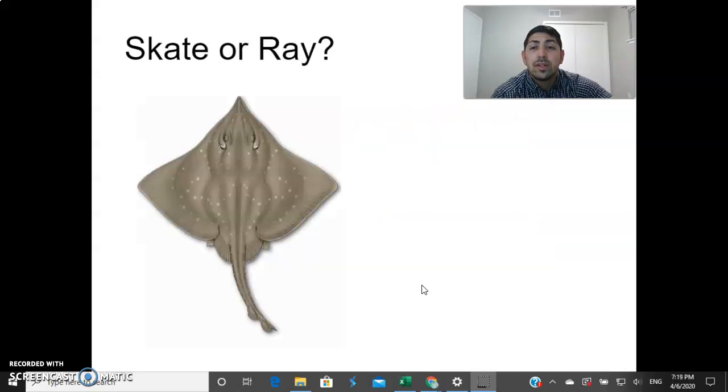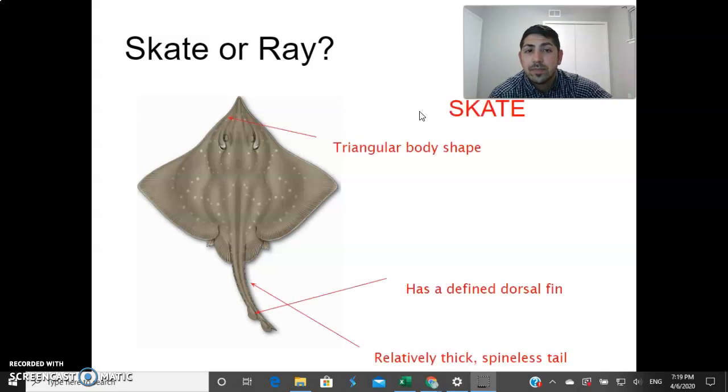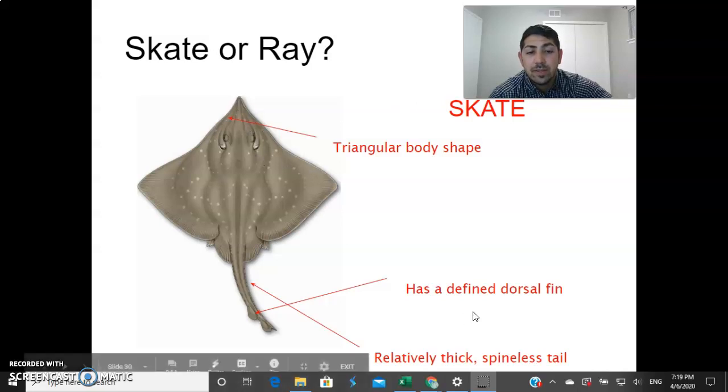So let's check to see if you were listening. Looking at this image, do you see a skate or a ray? And if you said skate because it has a triangular shaped body, it has a defined dorsal fin, and a relatively thick and spineless tail, then you are correct.